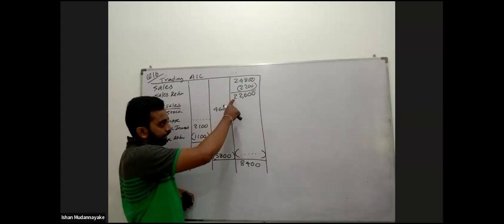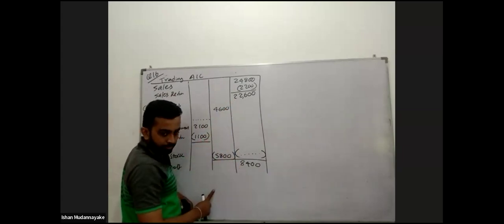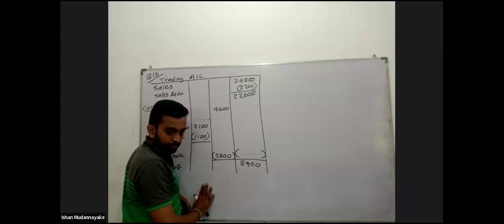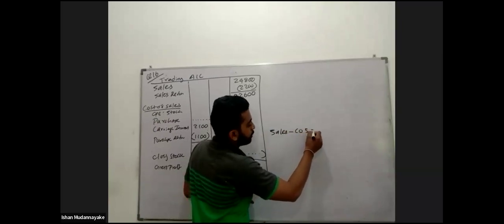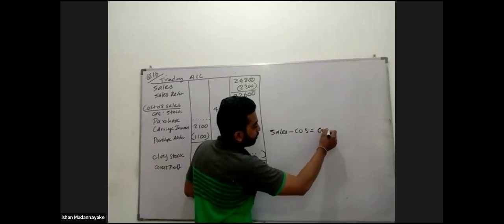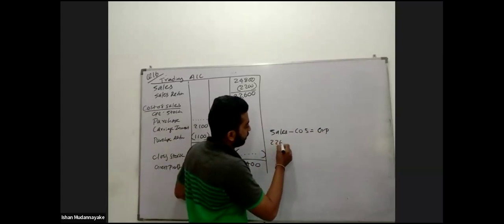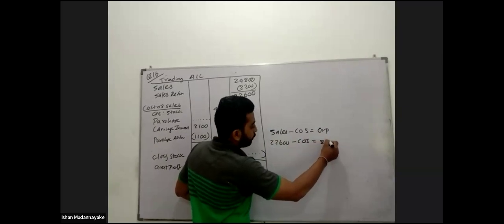Right. Net sales minus cost of sales, then gross profit 8,400. Okay, now here, from the sales, when you deducted cost of sales, you can calculate gross profit. Now here, sales 22,600, cost of sales, and then gross profit 8,400.